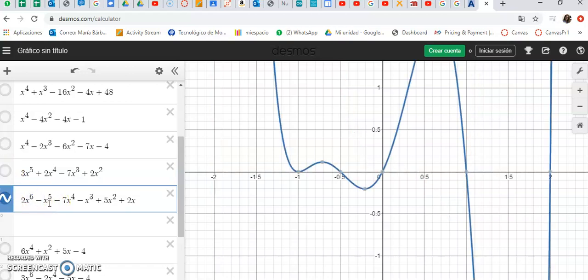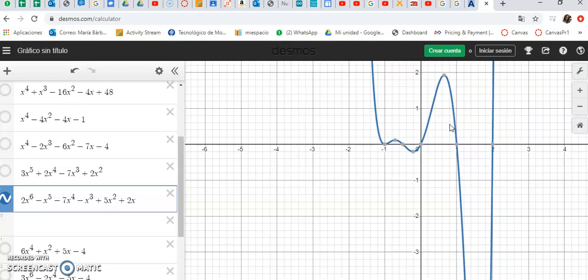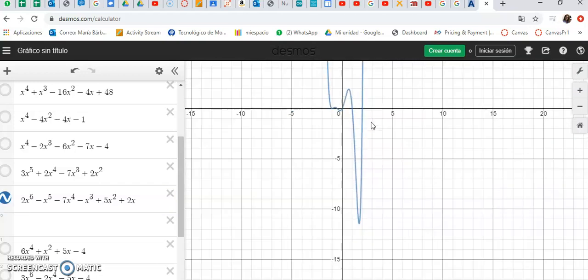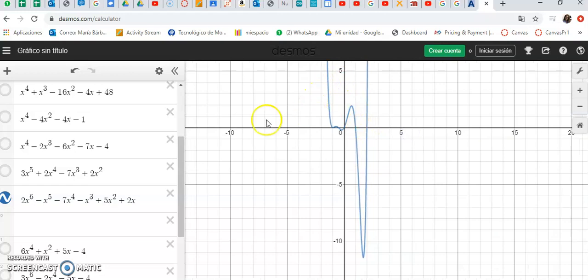And check, dear students, the degree of this polynomial is a 6th degree. And the leading coefficient is positive. So first of all, let me get further so you can see the behavior. Okay, look at this. This is a 6th degree, which is an even number. And as the leading coefficient is positive, it is raising to the left and also raising to the right, as in the parabola. Always remember, the parabola is a quadratic function, but this is an even number degree polynomial.